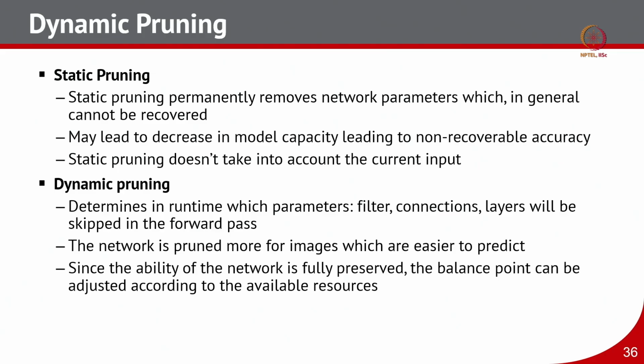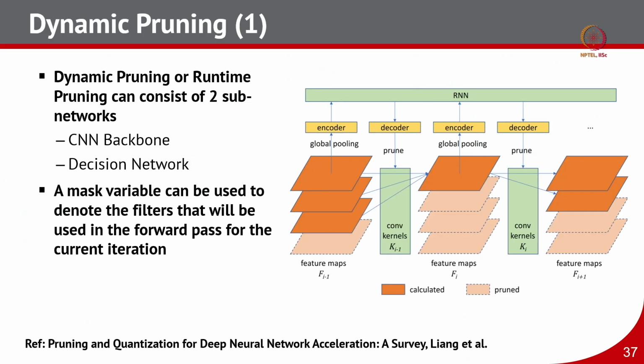Since the ability of the network is fully preserved in dynamic pruning, the original network is there, but depending on the input image, different parts of the network are not activated, or the forward pass is not done for them. That is dynamic pruning. Let us take one example.